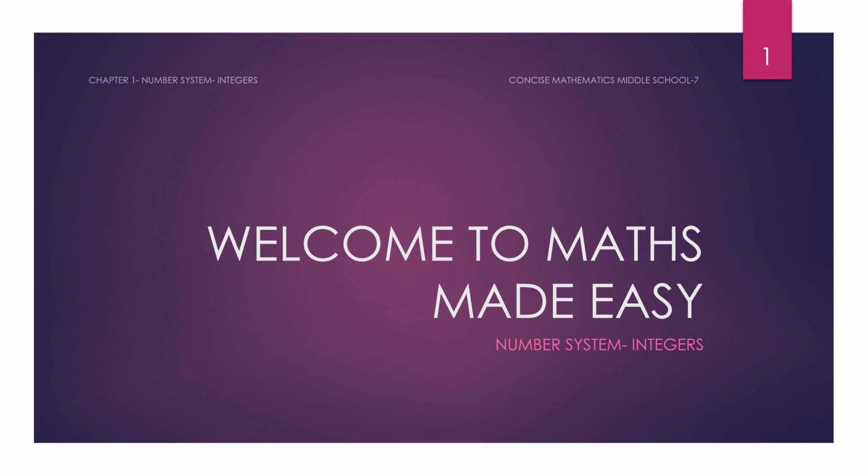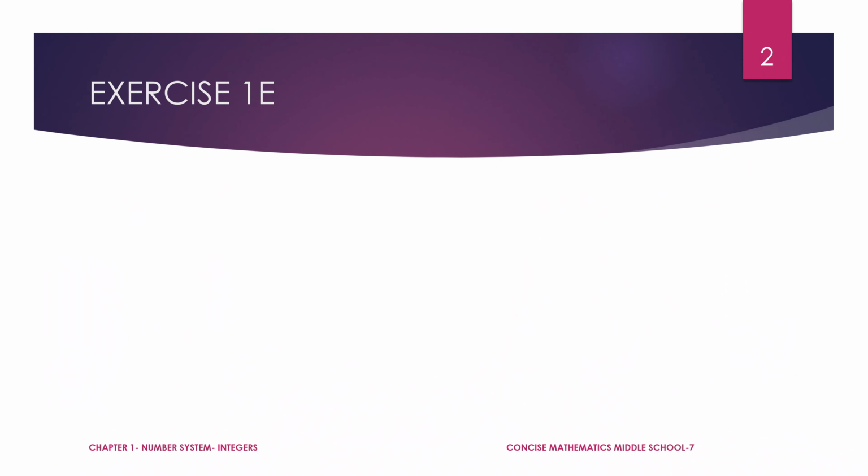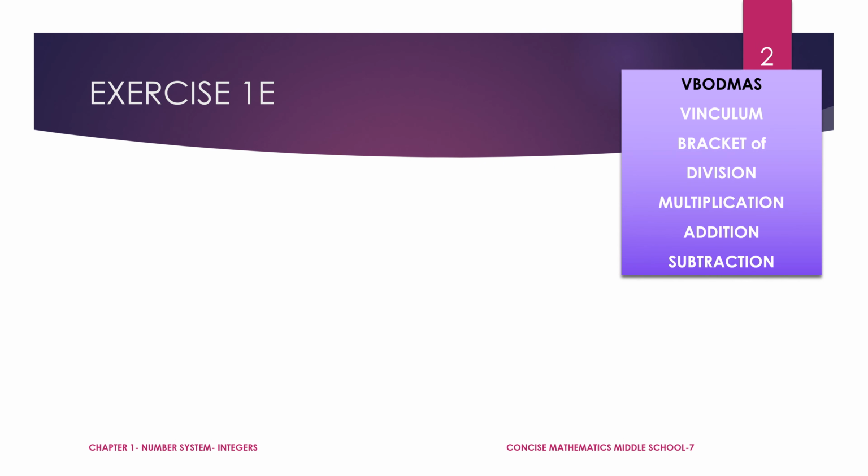Let's continue with number system, integers, exercise 1E, part 11. Here is our 11th question. Before going to the 11th question, let me explain what is BODMAS. V stands for vinculum, B for bracket of, D for division, M stands for multiplication, A stands for addition, S stands for subtraction.